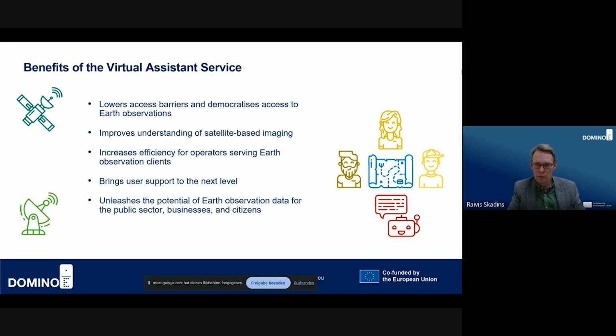So more people can access images they need from different sectors, from public sector, from businesses, and even end users, citizens can benefit from such systems.